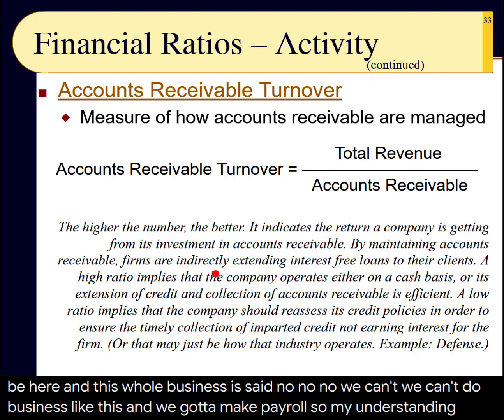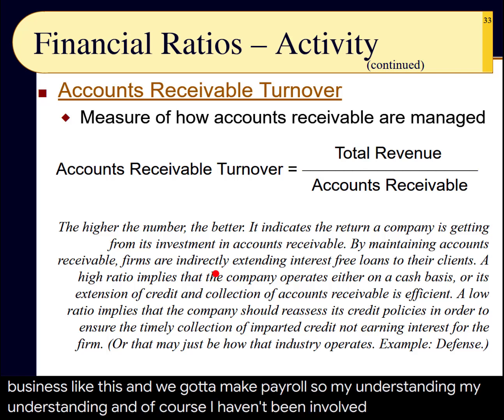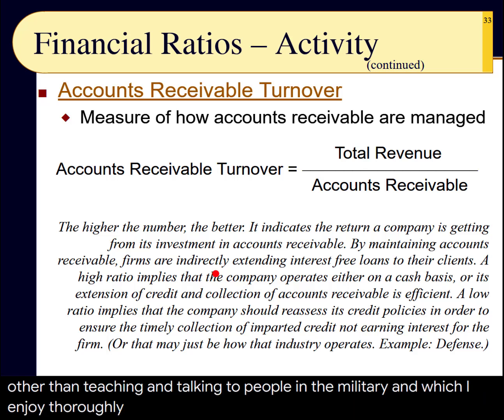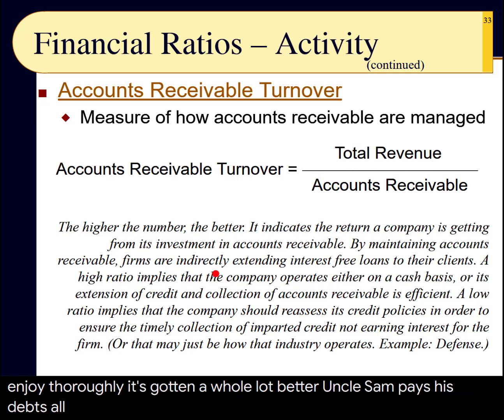So my understanding, and of course I haven't been involved in the military other than teaching and talking to people in the military, which I enjoy thoroughly, is that it's gotten a whole lot better. Uncle Sam pays his debts a whole lot faster now.